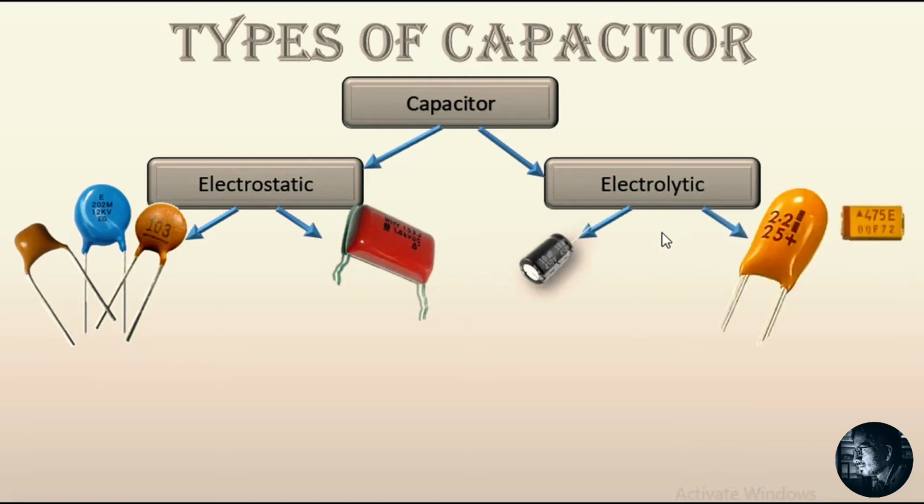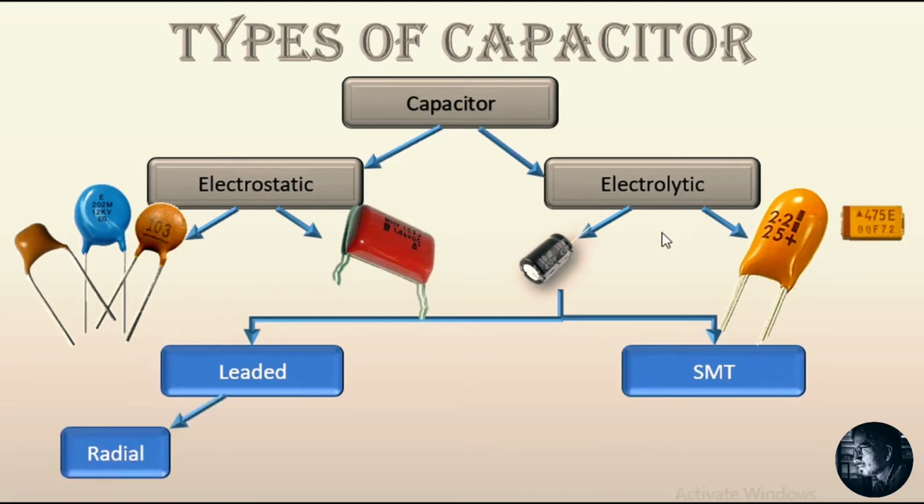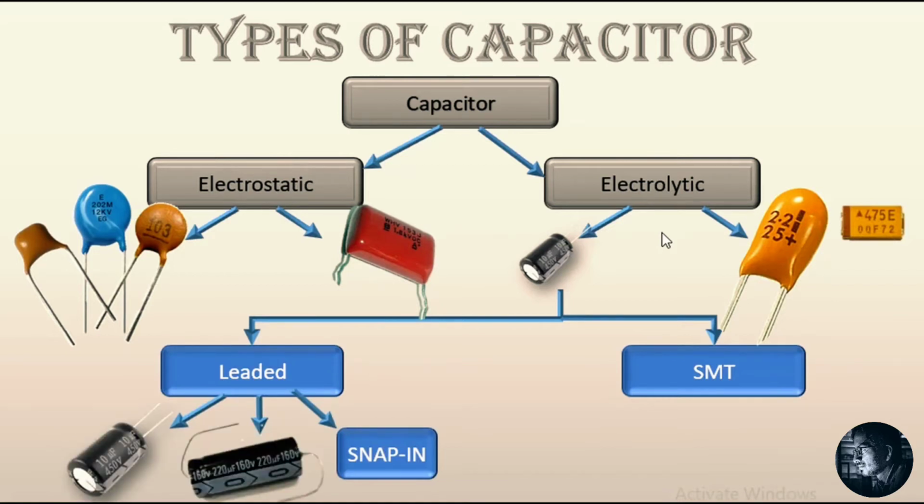Electrolytics come in two types: aluminum and tantalum. These look like this. There are two types in electrolytic: leaded and SMD. There are three types in leaded: radial, axial and snap-in. Radial means like this, axial like this, and snap-in like this.